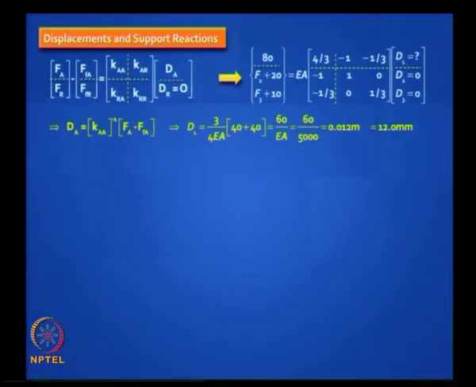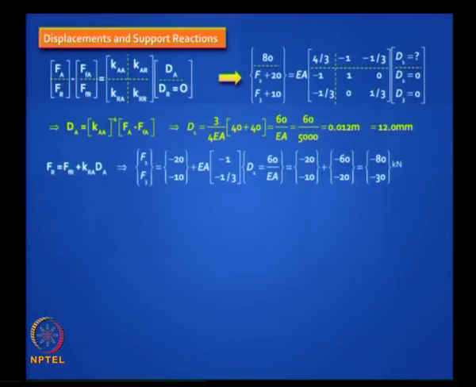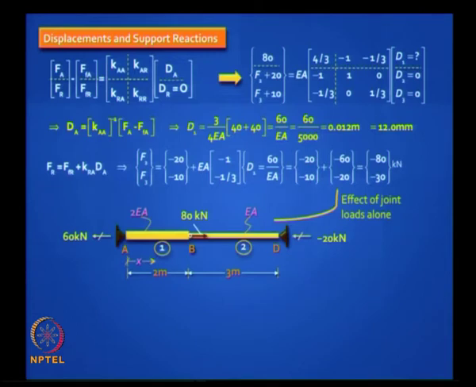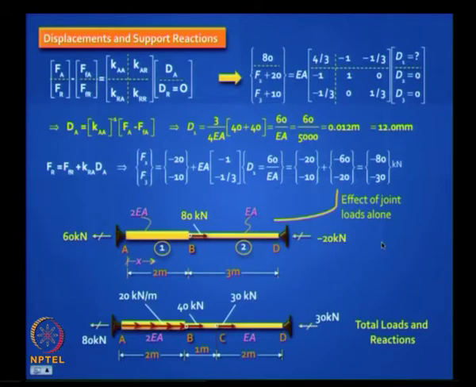After you get the answer, you plug it into the second equation and find the support reactions. If you want to interpret the support reactions, you will find that due to the joint load effects alone, this 80 kilonewton is passed on as 60 and 20, and due to the complete response, that is you add up these two quantities, you get 80 and 30, and you can check equilibrium, check sigma Fx equals 0. Please go through this exercise, it is quite simple.